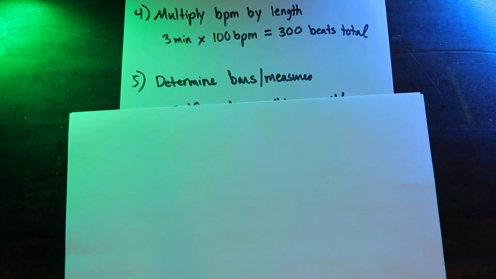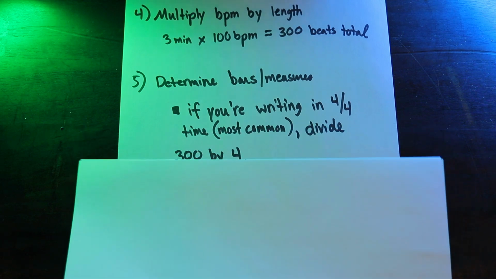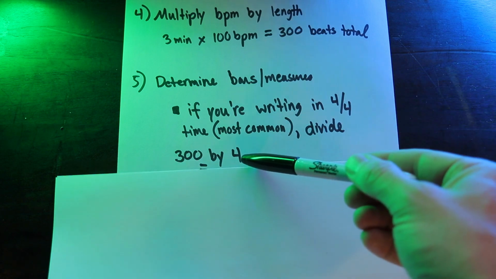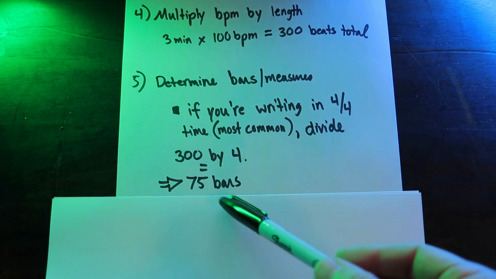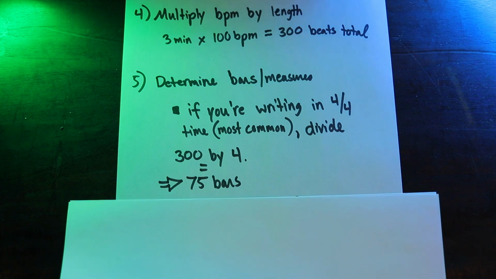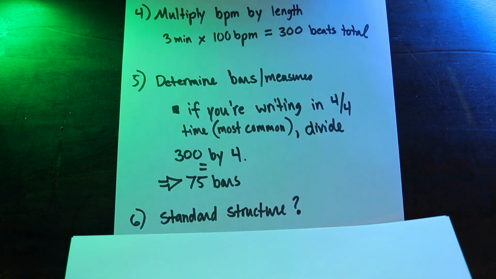Use that to determine how many bars or measures the song will have in it. If you're writing in 4/4 time, which is most common in Western music, we can divide the total number of beats by 4. We get 75 bars. So now we know we have 75 bars at 4 beats per bar, if we're working in 4/4 time, to work with. Now we need to determine the structure of the song.